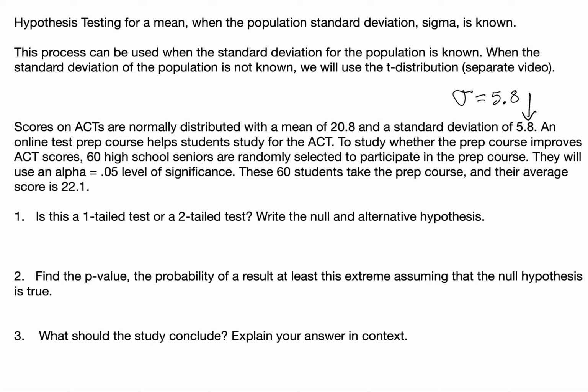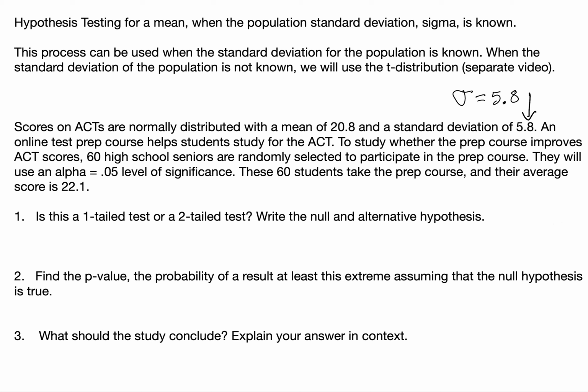All right, so here's our example. Scores on ACTs, that's a college entrance exam, are normally distributed with a mean of 20.8 and a standard deviation of 5.8. And when we said this is something we can use when the population standard deviation is known, that's what we're talking about here. So this is the mean for all ACTs in a given year and the standard deviation of all ACTs in a given year. So this is a population standard deviation and we know what it is. So this is the process we can use in that case.